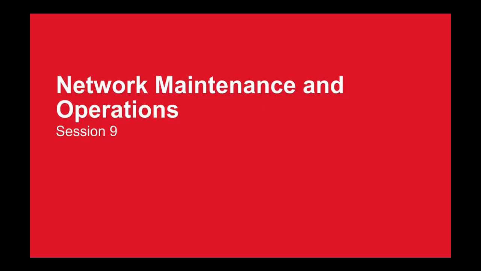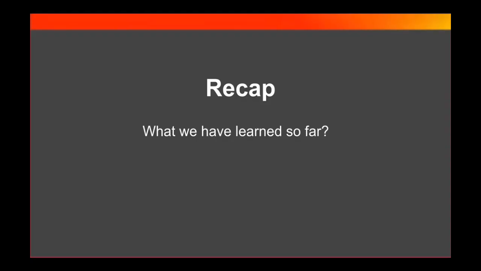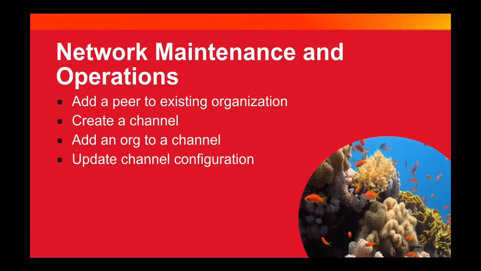Welcome back, everyone. In this section, we are going to look into network maintenance and operations. In the previous section, we have seen how to modify the world state database configuration, how to configure the ordering service, how to configure Hyperledger Fabric containers, how to define network config options, how we can enable transport layer security, which is TLS, and how we can generate the genesis block. And in this section, we are going to look into network maintenance and operations.